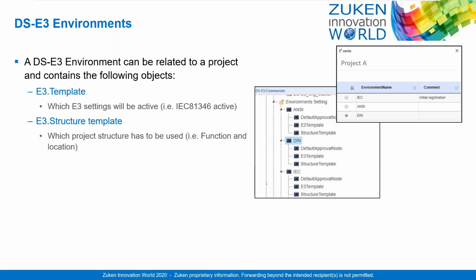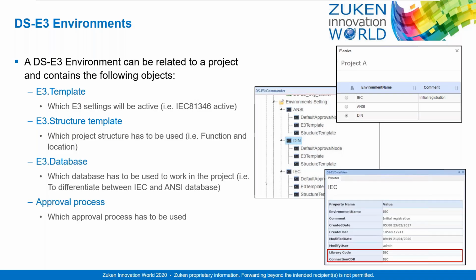You can create multiple environments within your administrative area of DS, and then the users, when they create the project, just select which environment they want to utilize, and DS will then manage changing all of those settings over for that project every time it's opened. Okay. So the two templates that are controlled predominantly are the E3 settings file and also the XML file for the structure template that's used within the project tree to show you the file folders and so on, whether that's function or location or a customer specific structure.